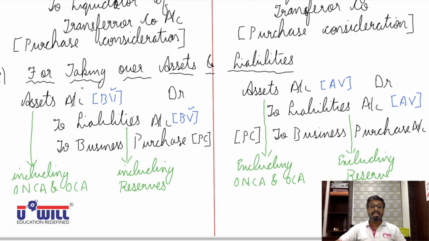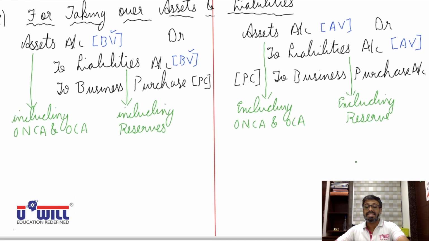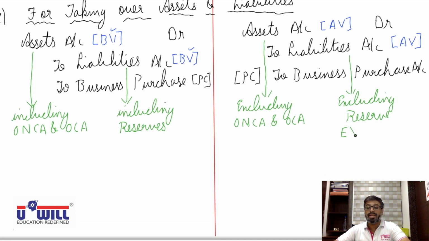So assets in this pooling of interest method will be including fictitious assets, but in purchase method of accounting, they will not include fictitious assets. Liabilities in pooling of interest method will include reserves, but liabilities in purchase method will not include reserves, except statutory reserve. Now, what are statutory reserves?